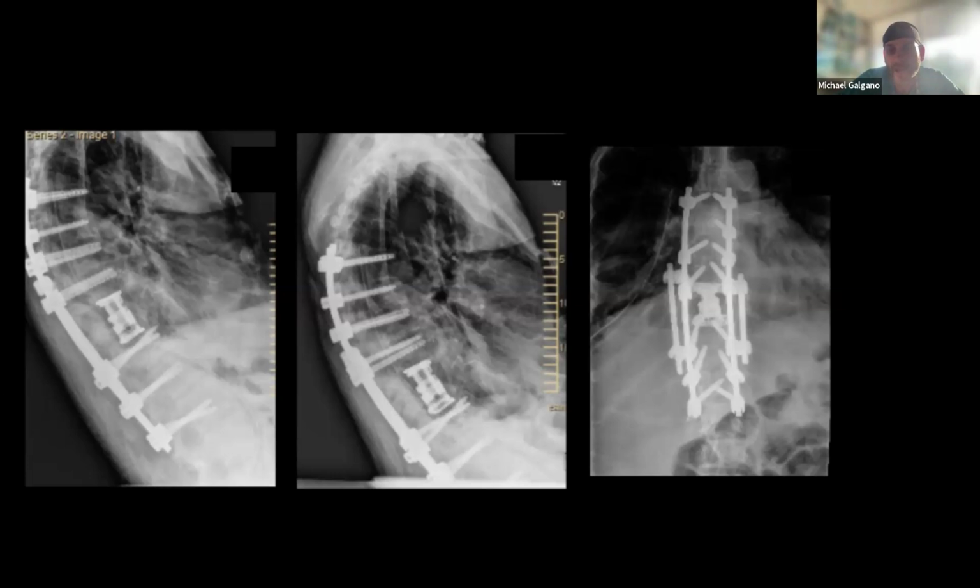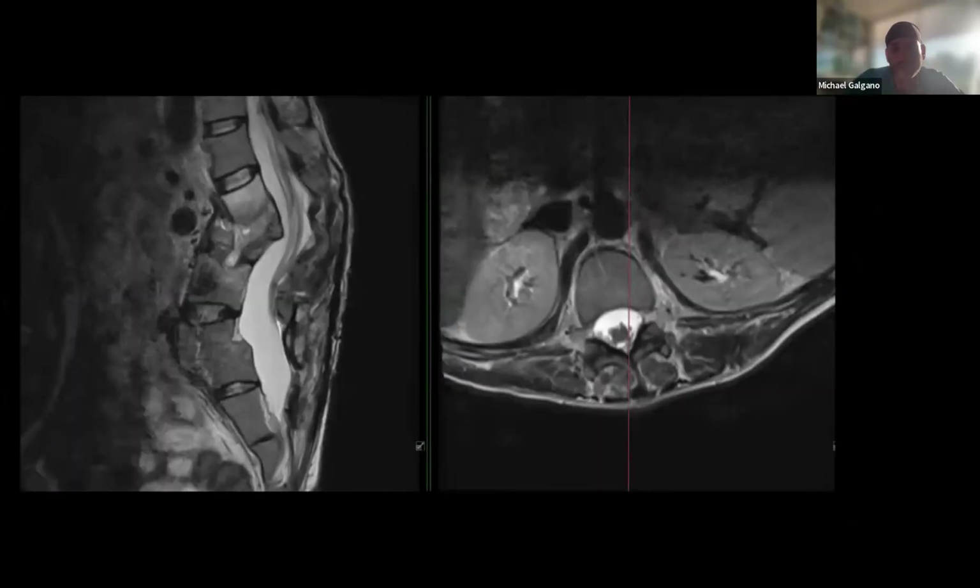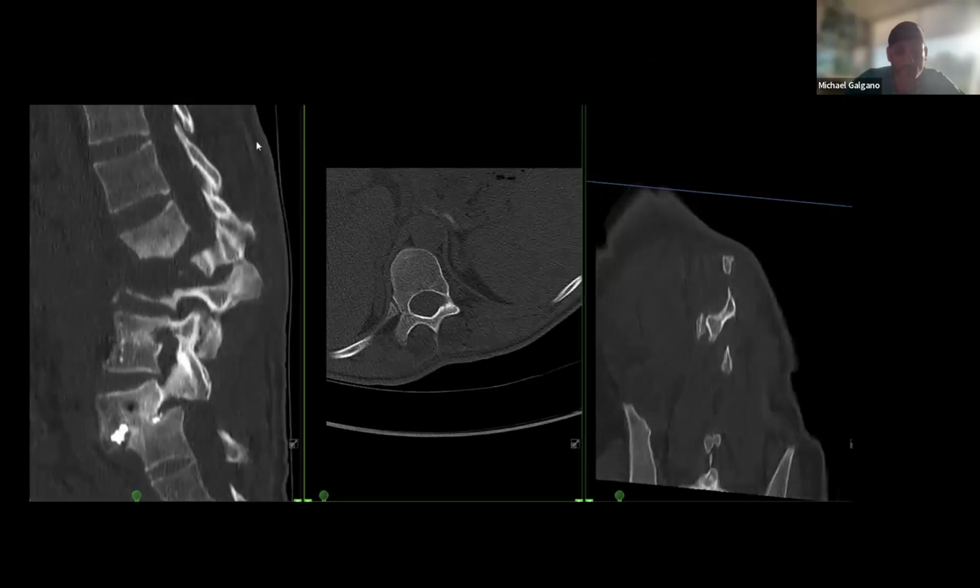And I'm sure that having infectious material there certainly doesn't help the integrity of it as well, especially if chronic. Yeah, right. That's really interesting. That's not something I'd ever thought about before. So thank you.